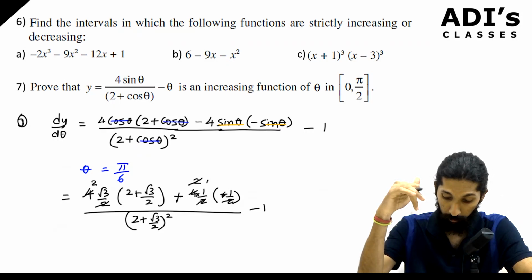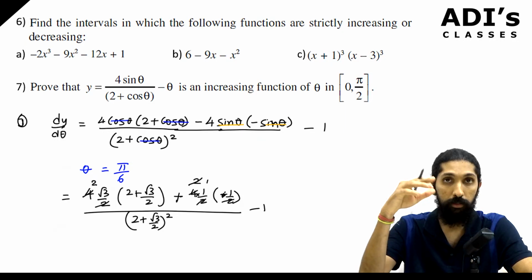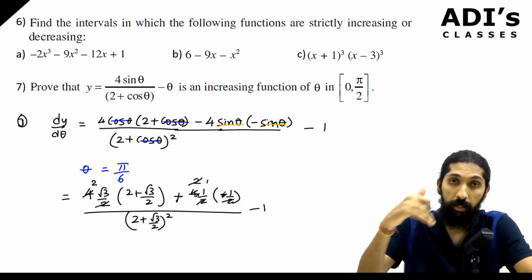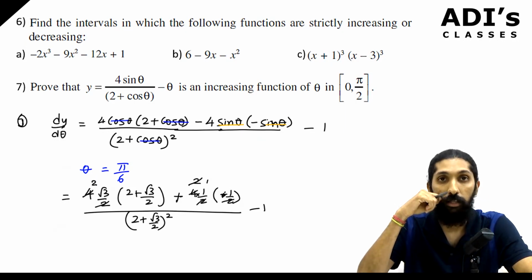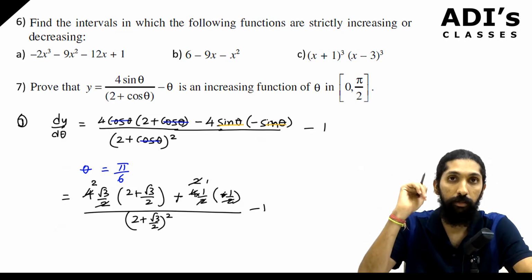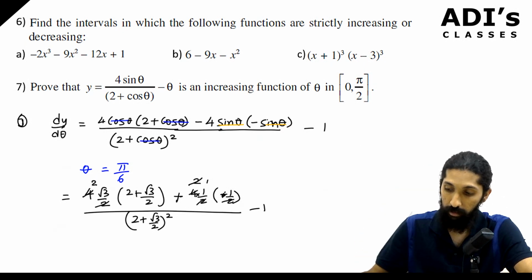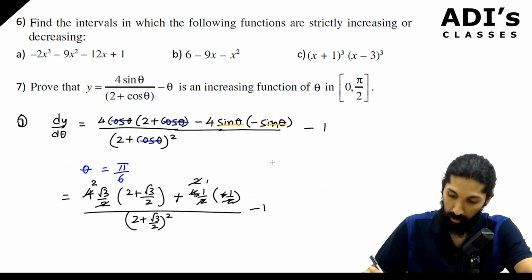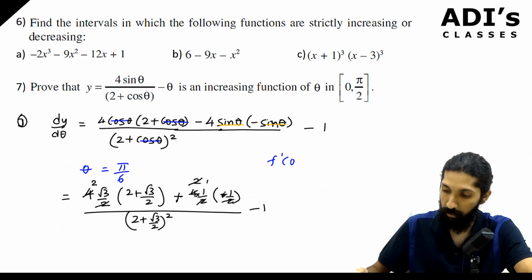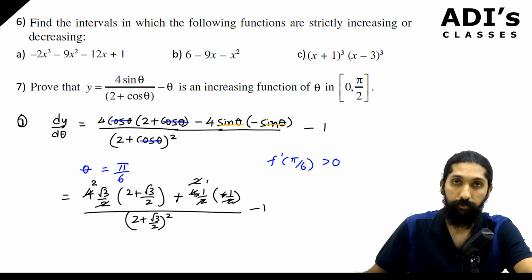Alright, overall value. The reason why I'm telling this is we can take the (2 plus root 3)/2 as common and we can cancel. Fine. If you cancel and simplify, the left side part is going to be greater than 1. So since that is greater than 1, what we can tell is, for theta equal to pi by 6, f dash of pi by 6 is greater than 0.